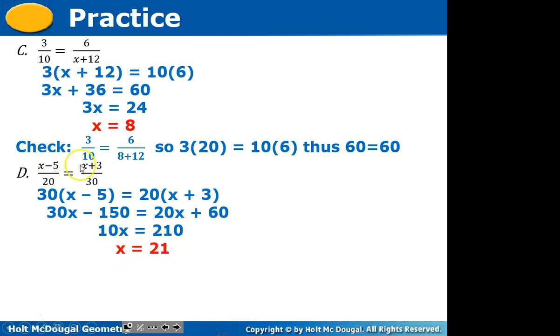Then we're going to plug this back up in here again and check it. 21 minus 5 is 16. 16 times 30 is 480. 20 times 21 plus 3, that's 24, is also 480. So that's 480 equals 480.